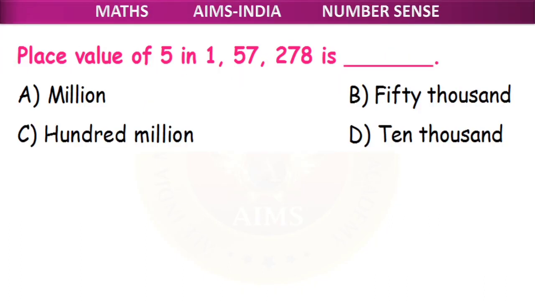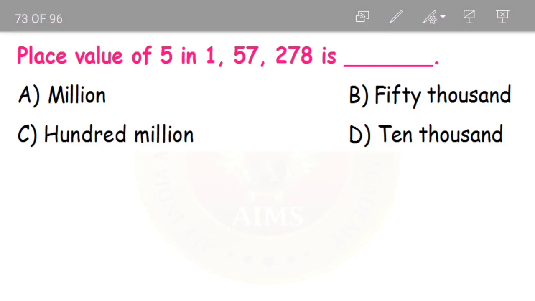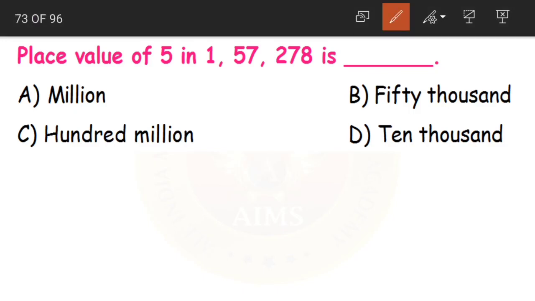Next question. Place value of 5 in 1,57,278 is dash. Children, if you are talking about the place value of 5 in 1,57,278, and you look at the options, all the options are in words.